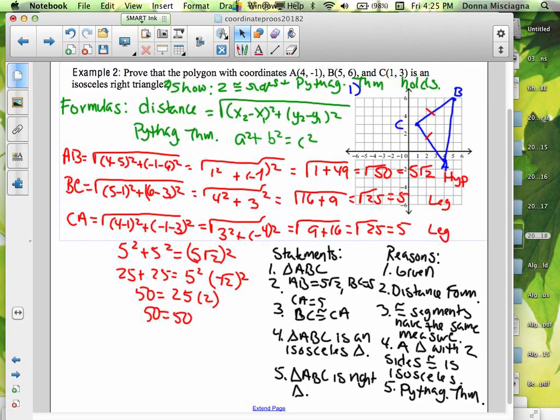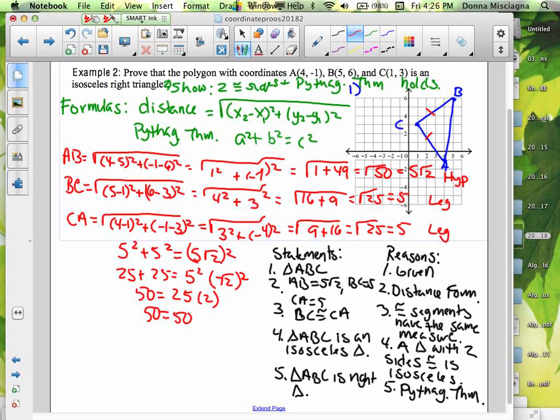All right, so AB, we take the difference in the x-coordinates, 4 minus 5 squared, plus the difference of the y-coordinates, negative 1 minus 6 squared. That's going to give us 1 squared. Actually, negative 1 squared, but it really doesn't make a difference. It's going to be positive anyway. Negative 1 squared plus a negative 7 squared, which gives us 1 plus 49, which is the square root of 50, which simplifies to 5 square roots of 2. Got a little grip in the board there. You can see probably looks a little wavy.